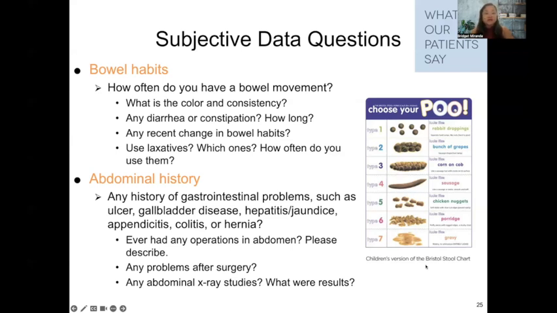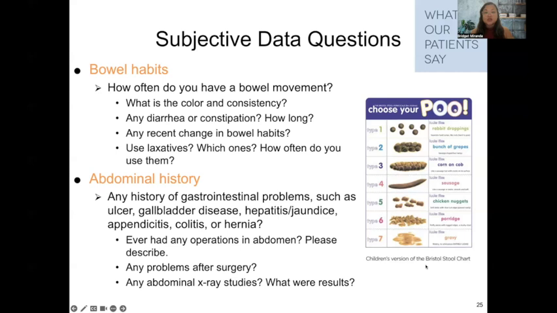You're going to ask them, do they have a history of jaundice, hepatitis? Thinking about their risk factors for hepatitis, appendicitis, colitis, hernia. In our older patients, you might even ask them if they've ever had a colonoscopy. Although if they have a family history of colon cancer, they're not going to be 50 when they get their first colonoscopy. They might be much younger. And so don't eliminate that question just because you're assuming their age.